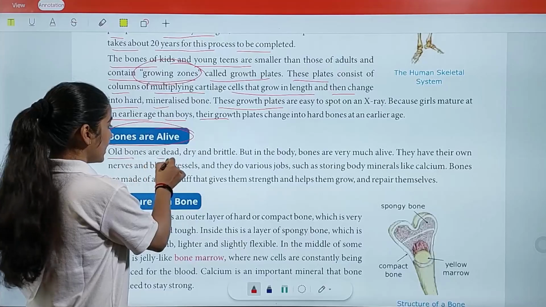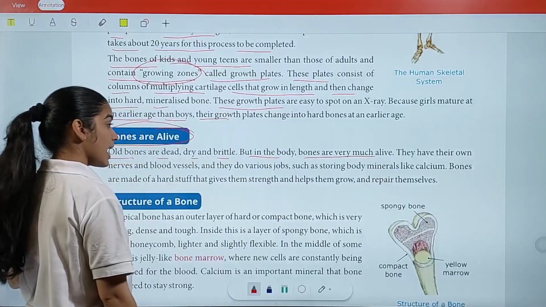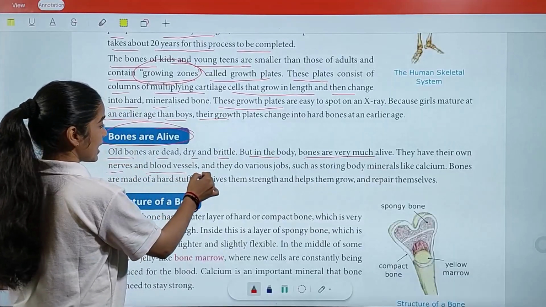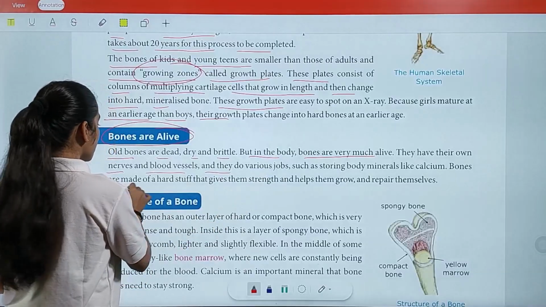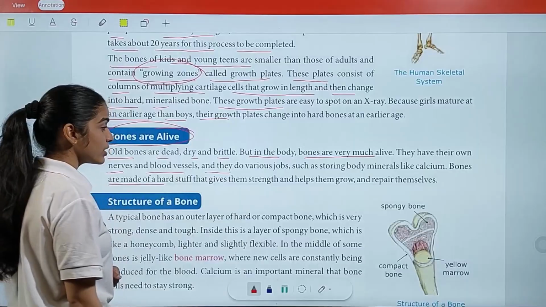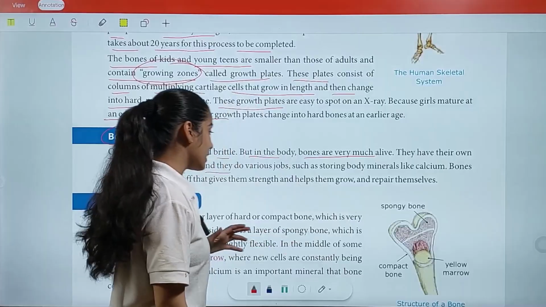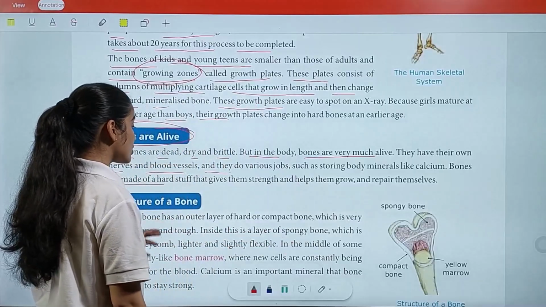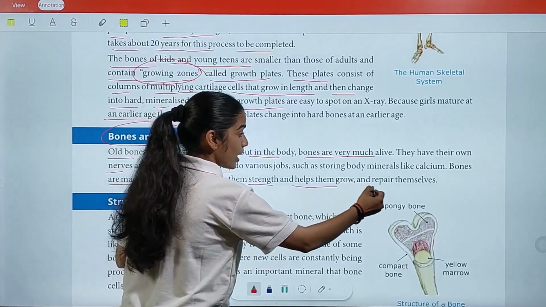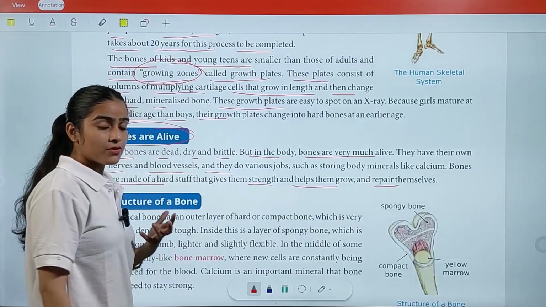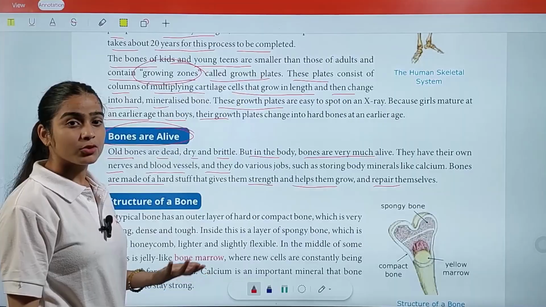Bones outside the body are dead, dry and brittle, but in the body, bones are very much alive. They have their own nerves and blood vessels, and they do various jobs such as storing body minerals like calcium. Bones are made up of a hard material that gives them strength and helps them grow and repair themselves. So what functions can bones do themselves? They protect, give strength, and help to grow and repair themselves. So when you have a fracture, bones have the capability to grow back on their own.